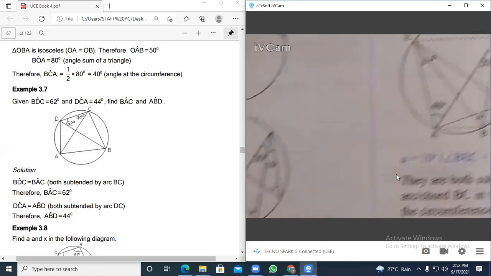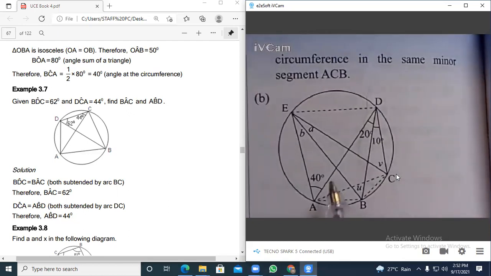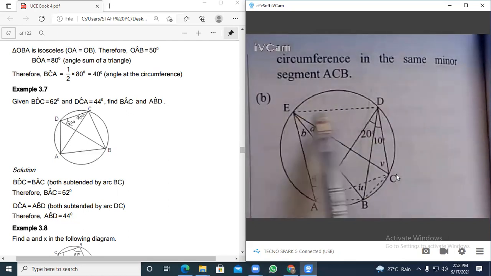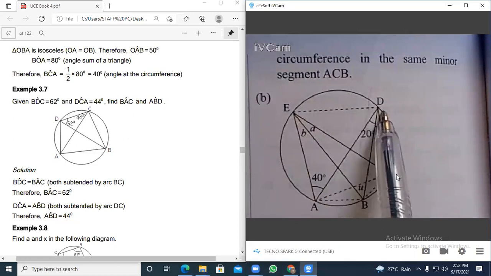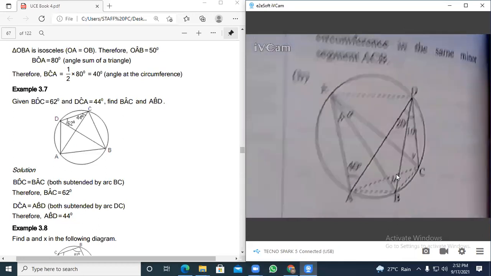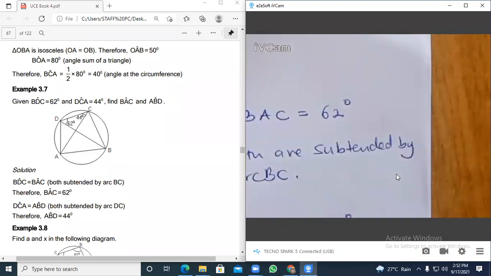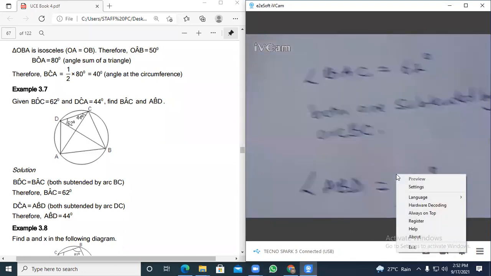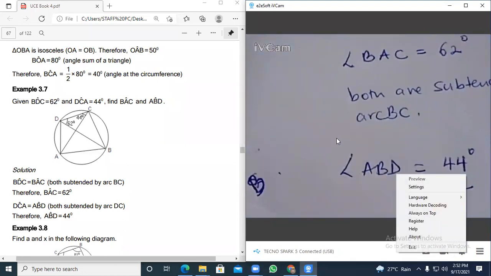So that's how it was solved, by drawing a line there. And then after drawing the line there, this angle is equal to this angle, and it is also equal to this angle here. Okay, we shall see more questions similar to that later on. But let us go to the next.